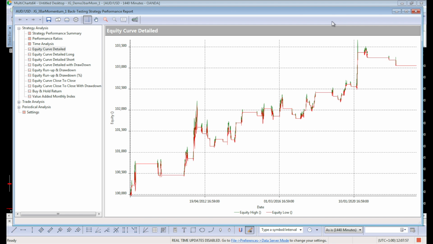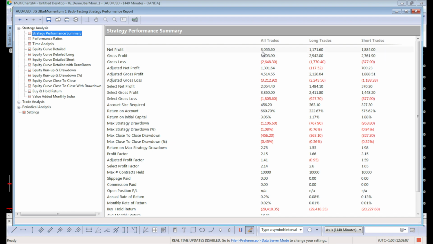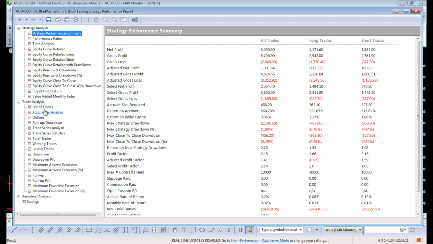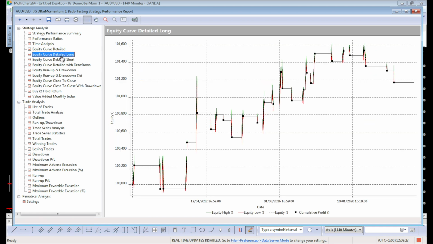That's what the equity curve looks like. Looking at the close to close, it's actually a very nice, very smooth uptrending equity curve, which is great. We made 3,000 pips. Got a large average trade at 66 pips per trade. That's good. Percent profitable is 50%. That's the long side of the strategy.